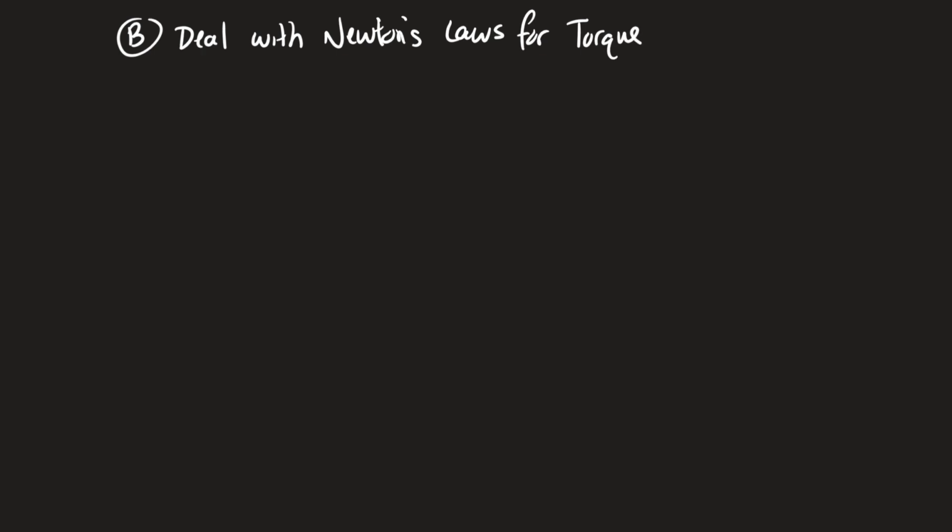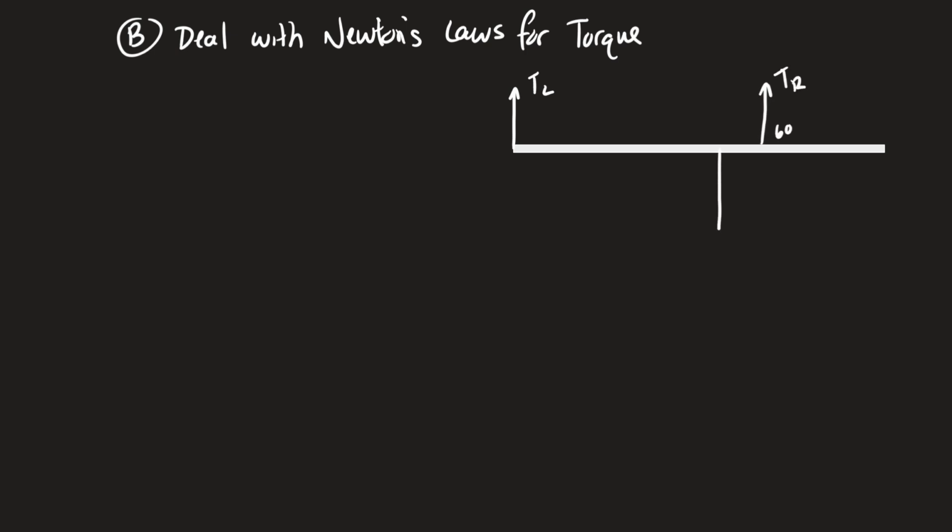We have to deal with Newton's laws for torque now. This will be a modified set of things. It'll be similar, and I wouldn't have you redraw this. I'm redrawing it so that we have something to reference, but it's still kind of fresh space. Does that make sense? We know that we have TL here, TR there at the 60 centimeter mark, and weight here at the 50 centimeter mark.